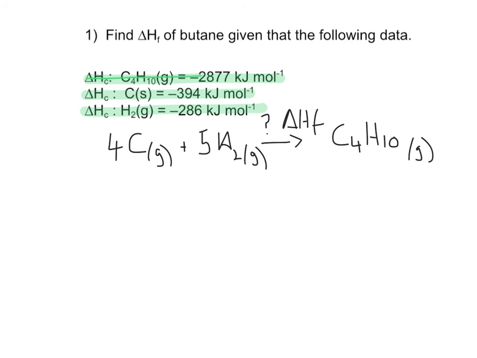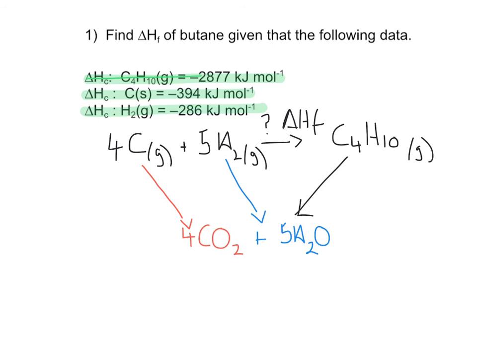I'm going to burn carbon first of all to form carbon dioxide. I'm going to burn hydrogen then. There are 5 of them, so we will form 5 waters. And there were 4 carbon, so we'll form 4 carbon dioxide. Then we'll burn this butane to form carbon dioxide and water.